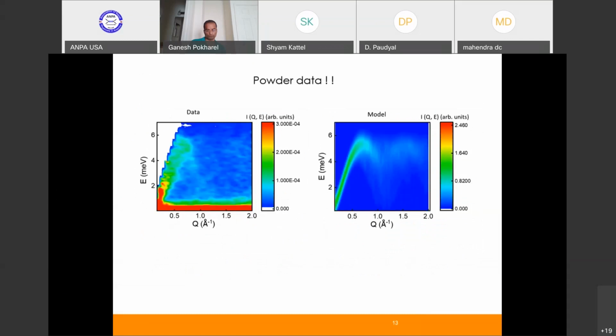What about the powder average data? Does the model replicate the powder average data? Yes. The left hand side and the right hand side represent the experimentally observed and theoretically calculated spin wave spectrum. The zone boundary energy and all the features of the excitation spectrum are very close to each other, meaning that the model is reproducing the powder average data too.